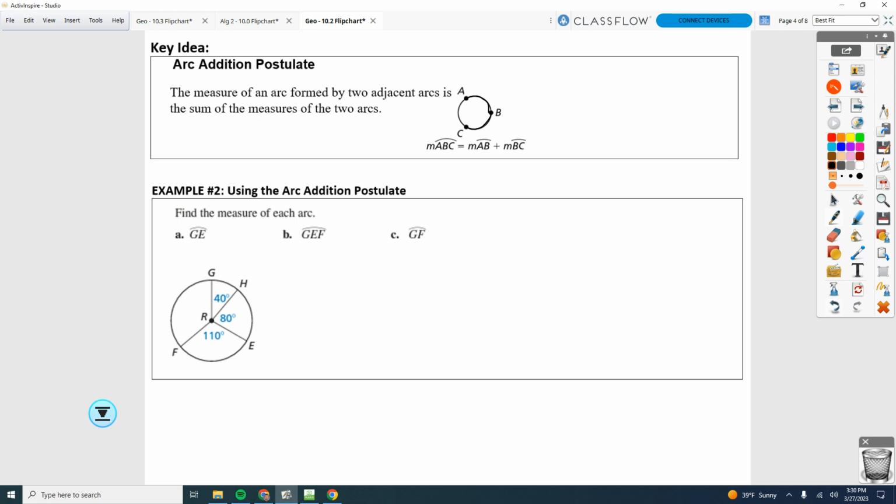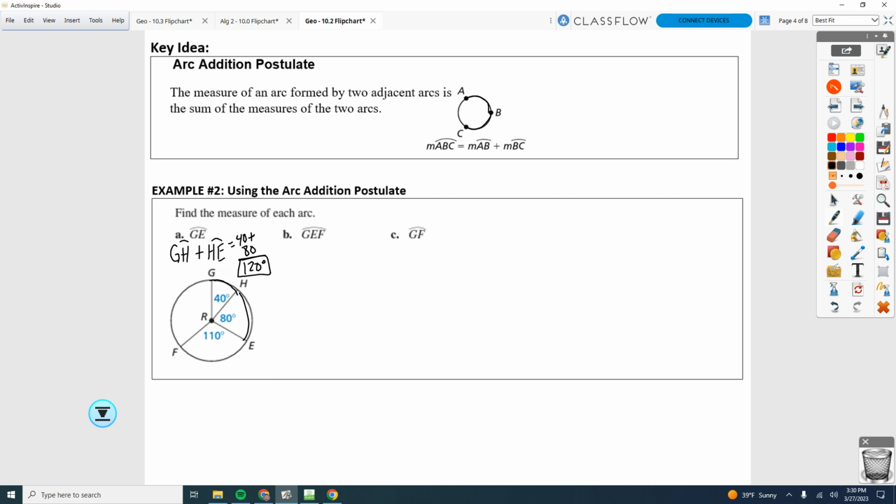This says find the measure of each arc. Well, GE is just going to be GH and HE. So GH plus HE, both of those arcs added together. GH is going to be 40 plus the 80 that we have for HE. So that is 120 degrees.